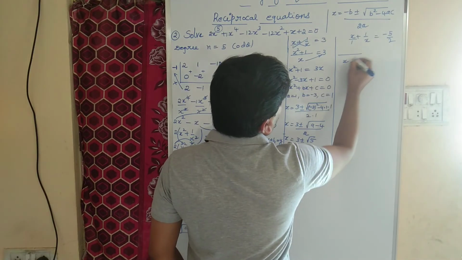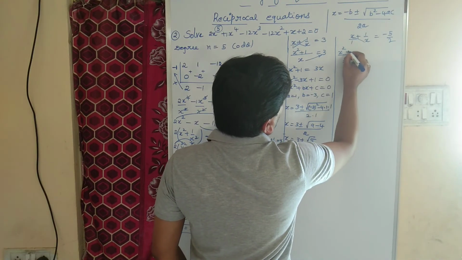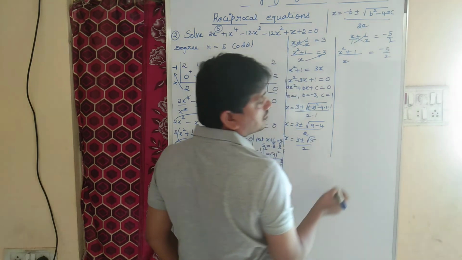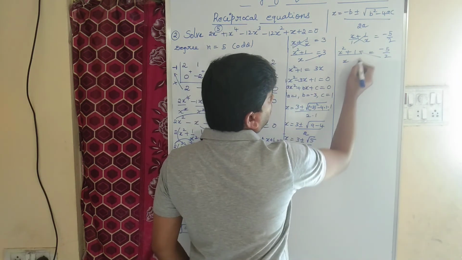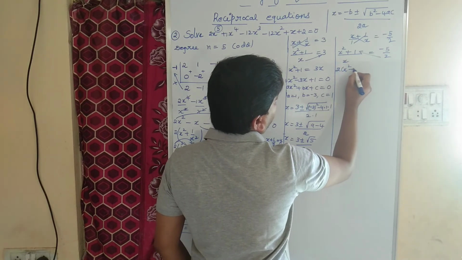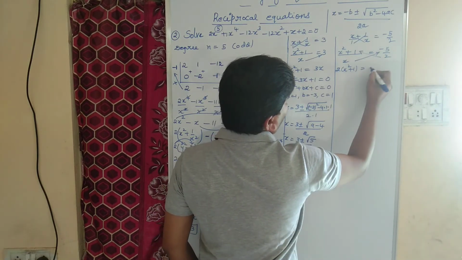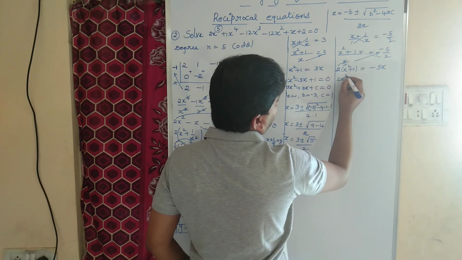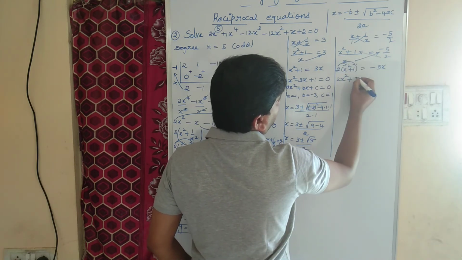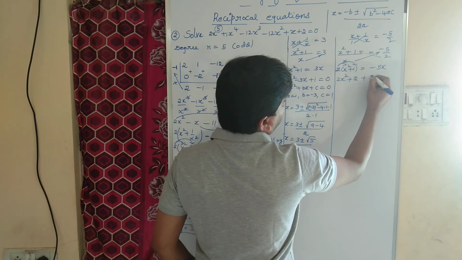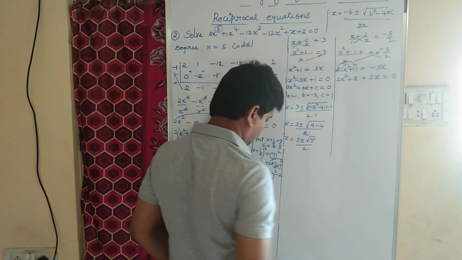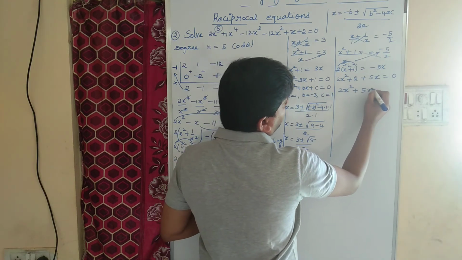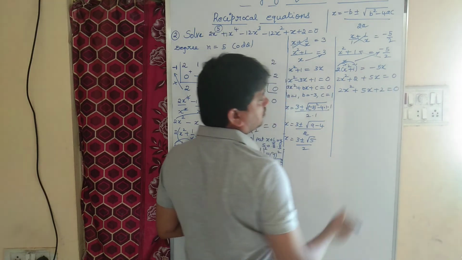Again LCM is x. X into x, x square plus 1 into 1, 1 equal to minus 5 by 2. Cross multiplication, children. 2 into x square plus 1 equal to minus 5 into x, minus 5x. 2 into x square, 2x square plus 2 into 1, 2, minus 5x comes to this side as plus 5x equal to 0. If I write in standard form, 2x square plus 5x plus 2 equal to 0.